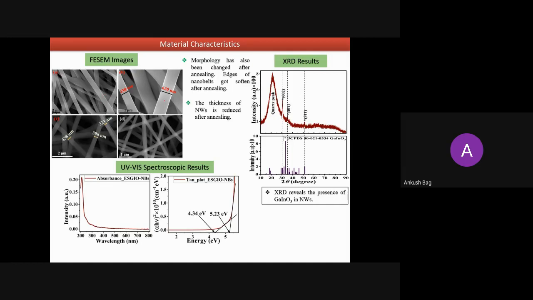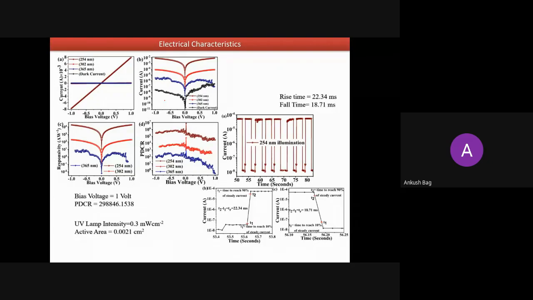Again, we have observed very good performance in terms of photo to dark current ratio. Here you can see the ratio is more than, I think, 298,000. So this photo to dark current ratio is once again very high. When we illuminate with 254 nanometers, this is the responsivity and this is the bias voltage. You can see once again that as we keep decreasing the wavelength of light, we get more and more responsivity. This blue one is 365 nanometer, this red one is 302, and this brown one is for 254 nanometer.